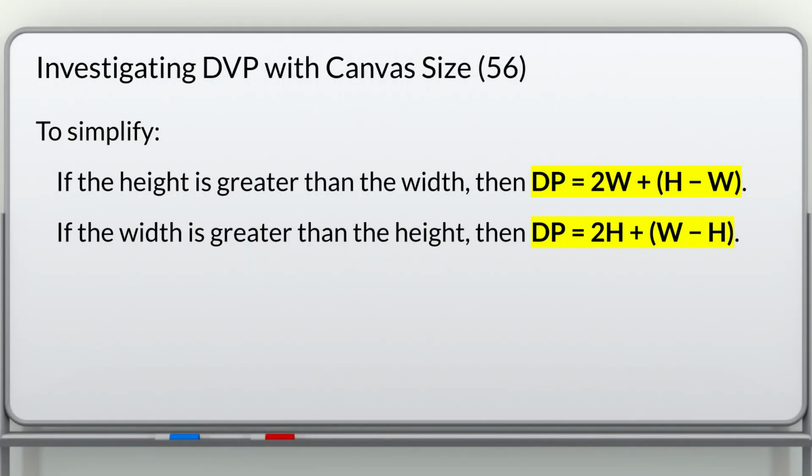To simplify, if the height is greater than the width, then dp equals 2w plus h minus w. If the width is greater than the height, then dp equals 2h plus w minus h.